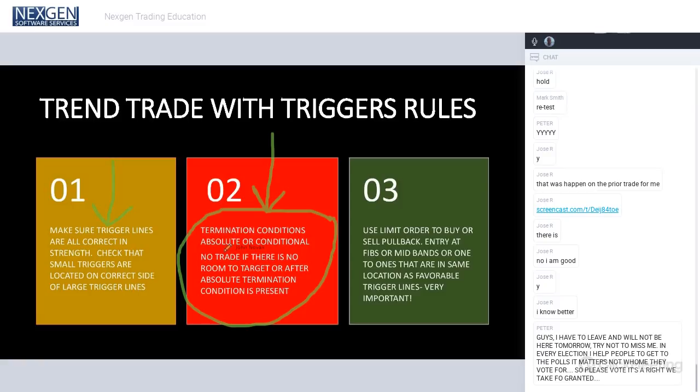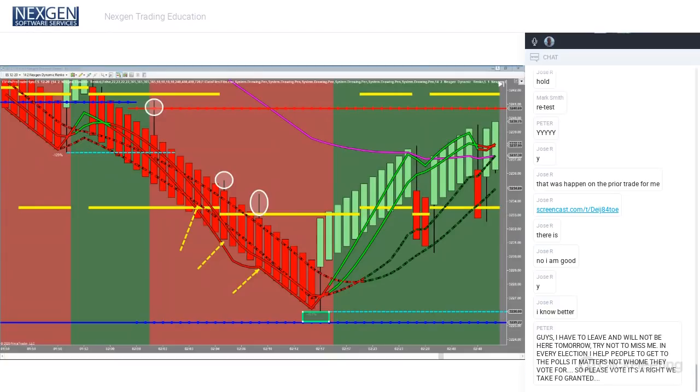You no longer have condition number 2 true. You no longer have enough room to your target to justify risk. Everybody understand that? You won't have enough room, if this is truly support, to justify any risk.